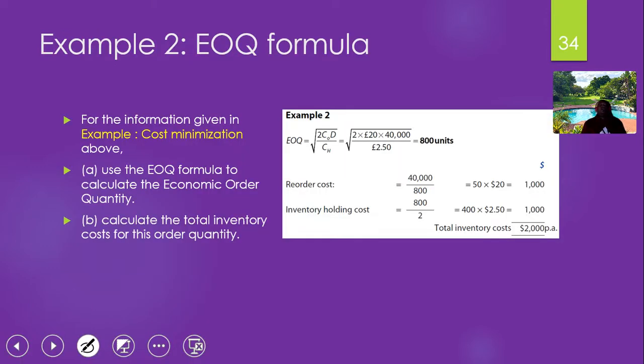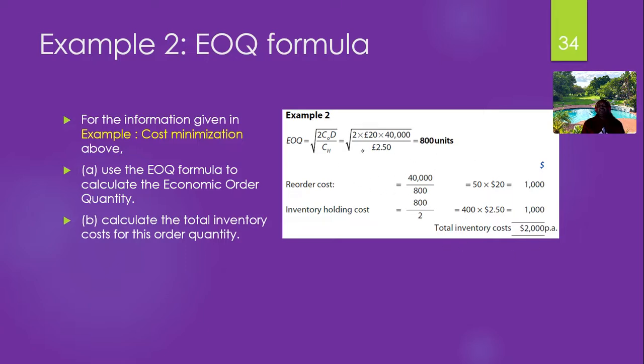Now, the economic order quantity formula, for the information given in the example on cost minimization, the example which we have just done: use the EOQ formula to calculate the economic order quantity and calculate the total inventory cost for this order quantity. And this is how you are supposed to calculate the economic order quantity, ladies and gentlemen. That's the formula there. It's so easy to just grasp everything.